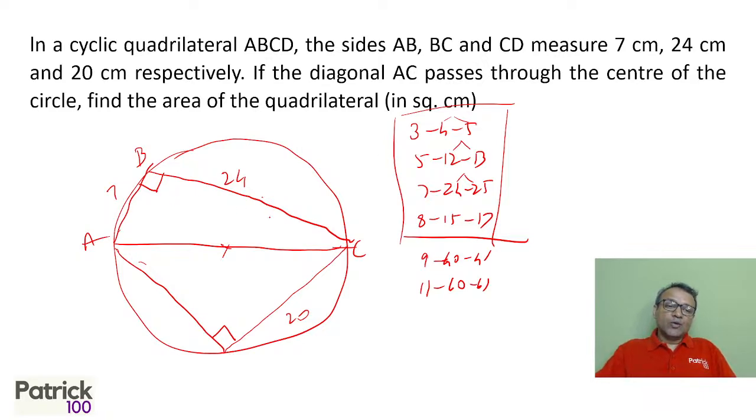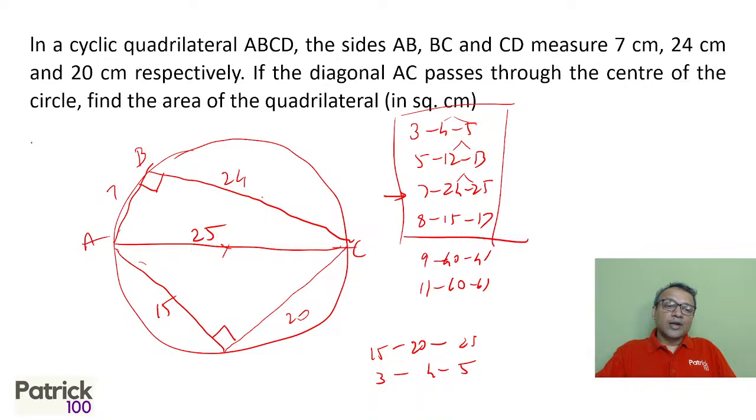Now if you look at 7, 24, it is a right angle triangle, so 25. 7, 24, 25 is the triplet. Now you have 25 as the hypotenuse, 20 is the side, which is 4:5. So the third will be 3, so it is 3, 4, 5. So 15, 20, 25.